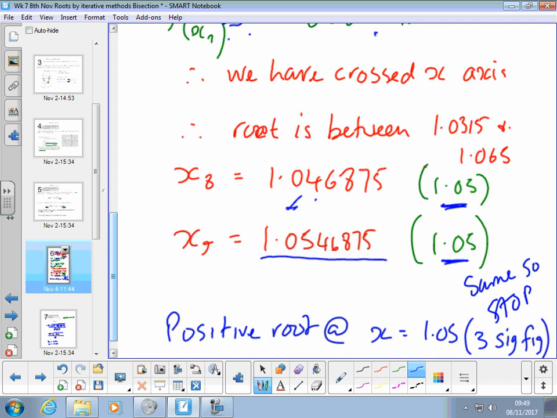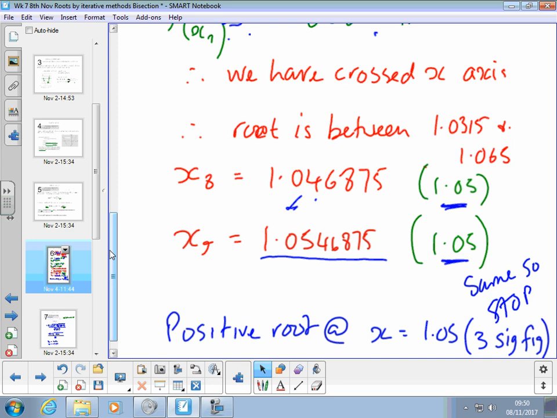If you get a change of sign, and those figures, understand where they come from now. Yeah?